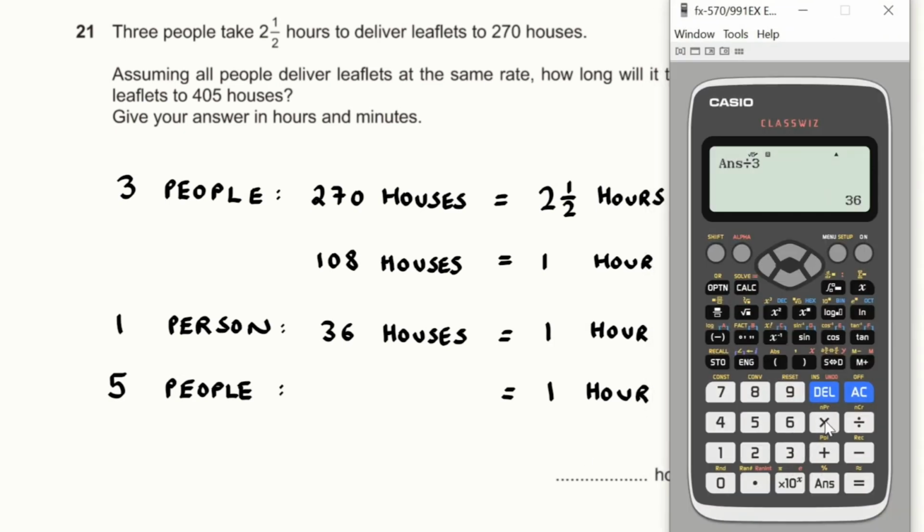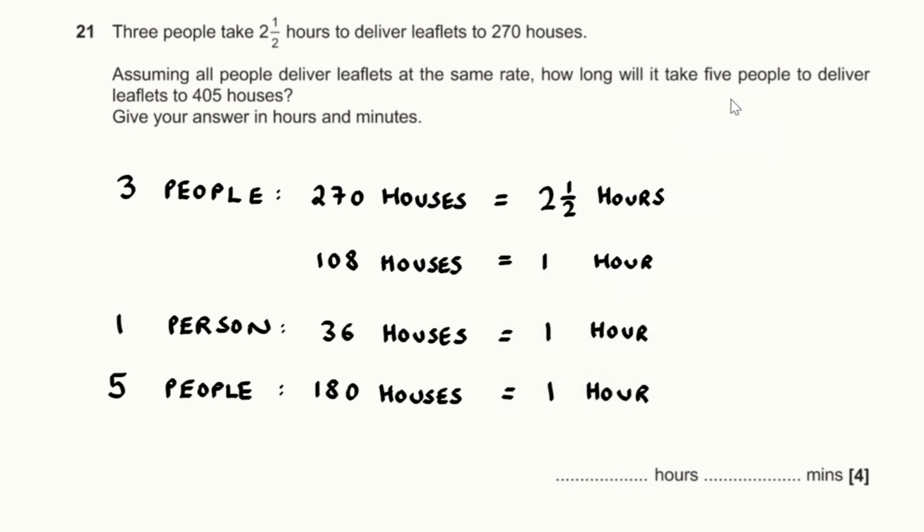We need to multiply this by 5 to get 180. So we've got 180 houses delivered. Leaflets delivered to 5 people take 1 hour to deliver leaflets to 180 houses.